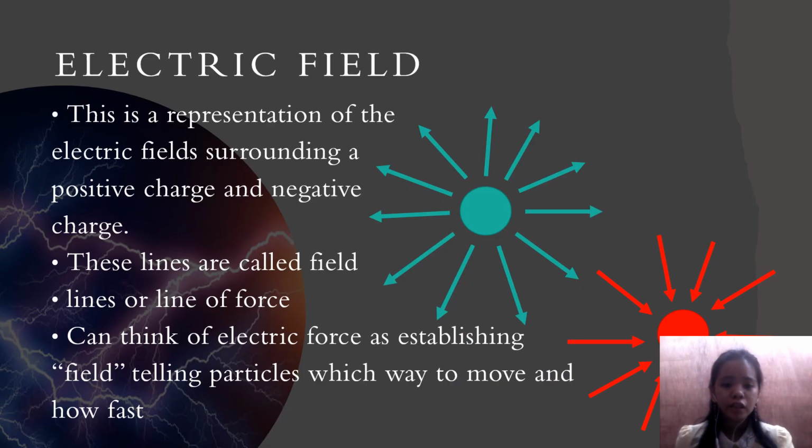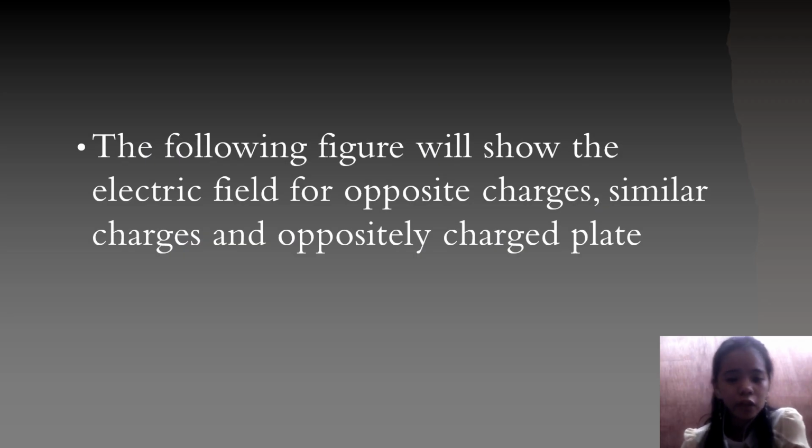So, this is the representation of an electric field surrounding a positive charge and a negative charge. The green one is the positive and the red one is the negative. These lines are called field lines, or lines of force. You can think of electric forces as establishing a field telling particles which way to move, like a compass. So usually the positive ones move away while the negative ones come together. The following figures will show you the electric field for opposite charges and similar charges.